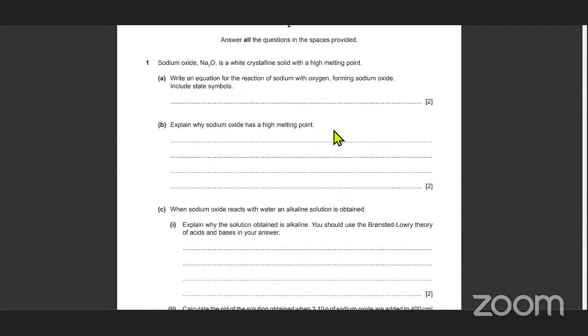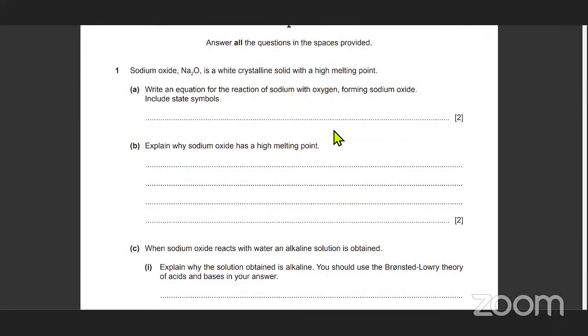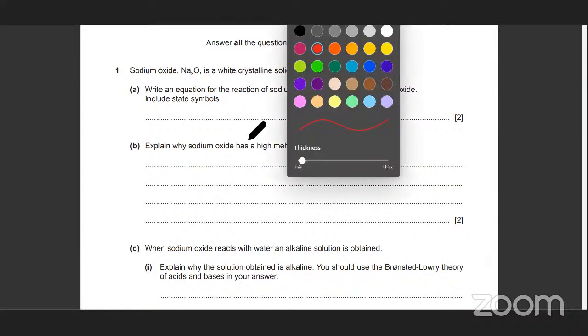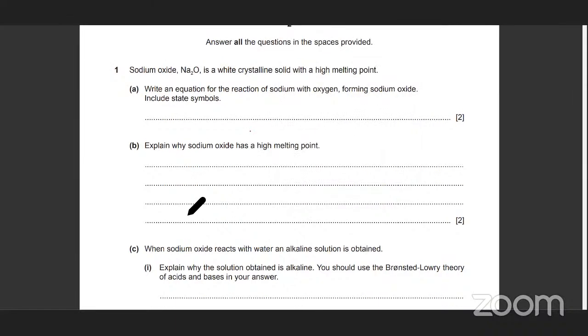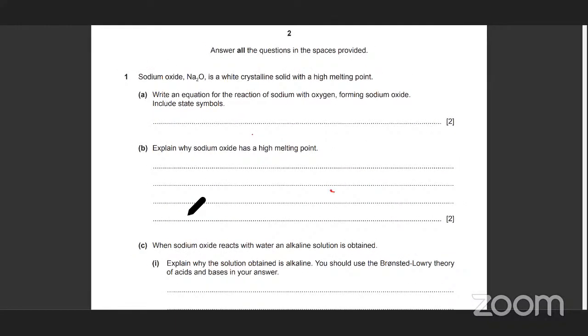अच्छा चलो ठीक है, ये S18 QP41 यहाँ से हम स्टार्ट कर लेते हैं, इसको बस कंप्लीट करना था। So the first question, ठीक है, the first question is right. ये मैं select कर लूँ, एक second। अच्छा, write an equation for the reaction of sodium with oxygen forming sodium oxide. So that's okay, इसमें कुछ भी नहीं है.